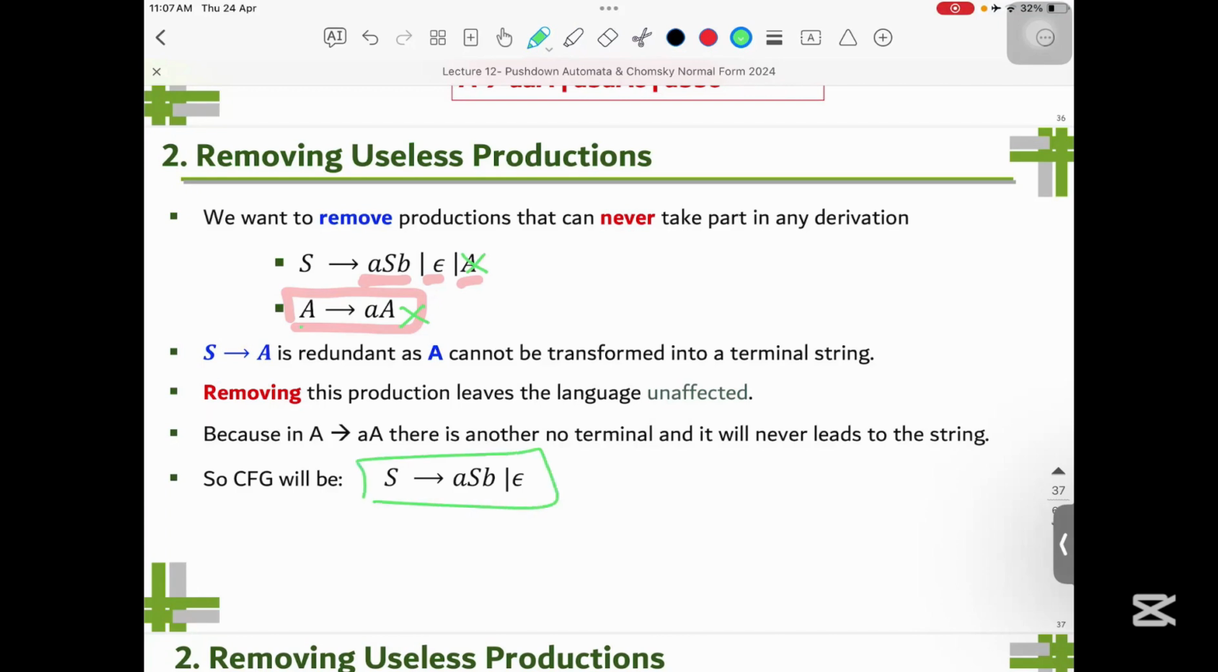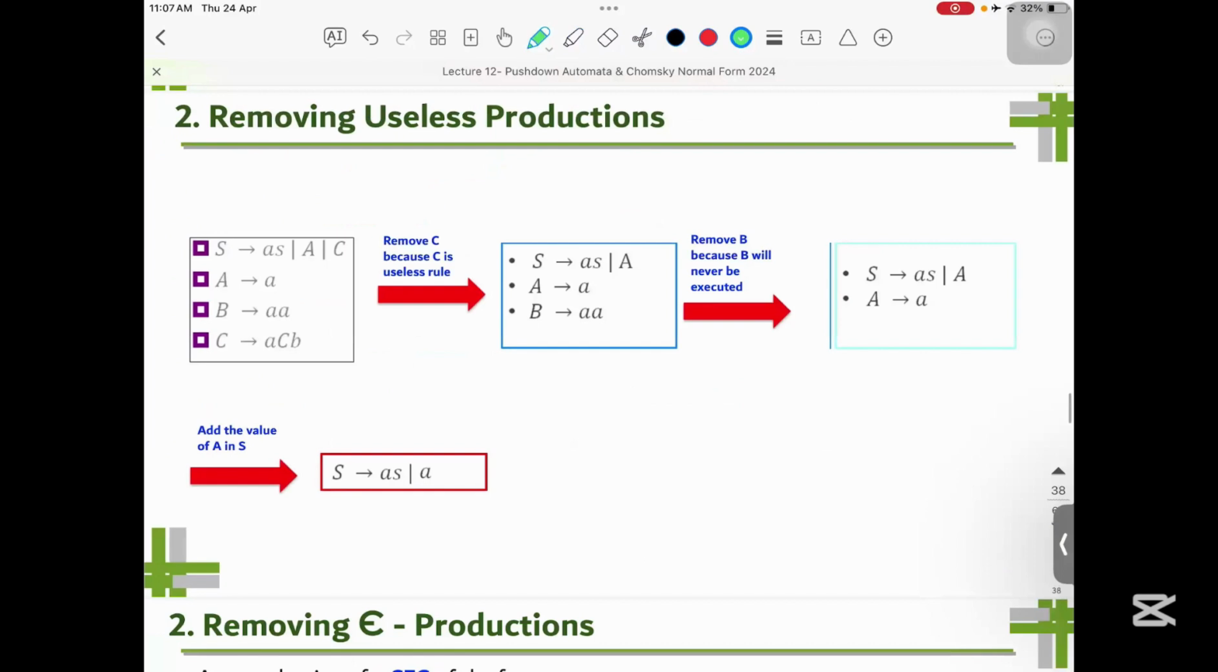So this is basically your language. In here, S is equal to A, and A is equal to C. Okay, A is equal to A, no problem. B is equal to A, no problem. However, C is something that will never end. So what we need to do is remove C. When I remove C, I need to remove C from here as well. So I am left with this grammar.